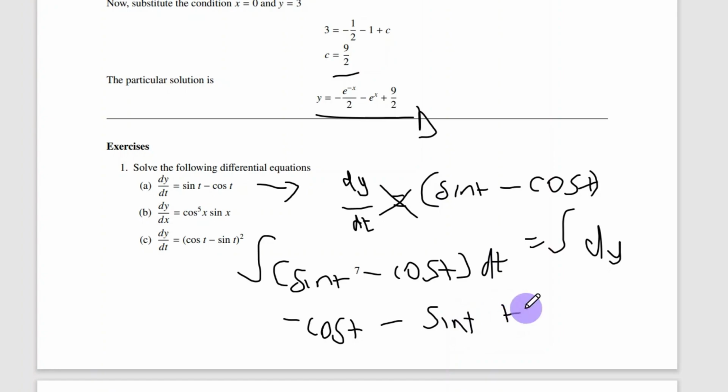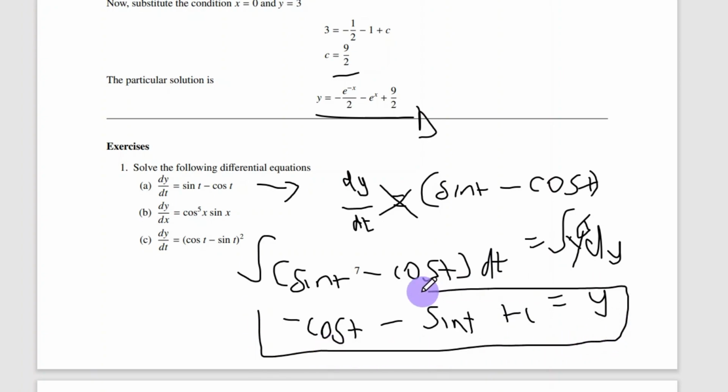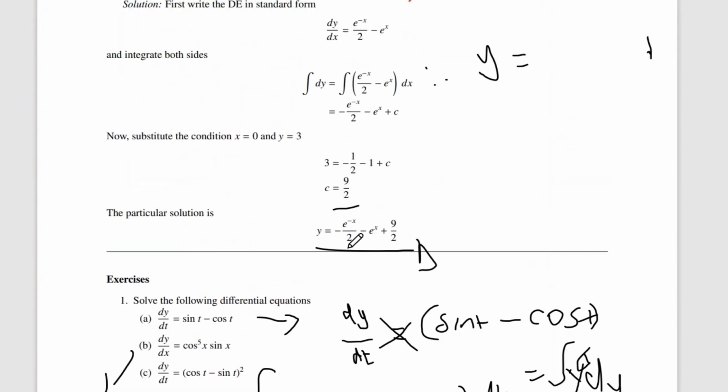Then plus c is equal to the integration of whatever is here. It's y, right? Because here there was y to the power 0, and y to the power 0 is 1, so there's nothing here. So y. This is actually your final answer. Now let us solve number B.